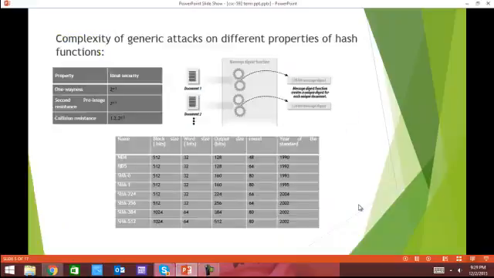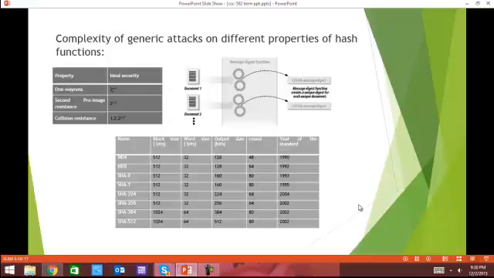Coming to the complexity of generic attacks on different properties of hash functions. Here, the complexity is very important compared to the security. The one-wayness of the algorithms has a complexity of 2 to the power of n-1, and the second pre-image resistance has 2 to the power of n-1, and the collision resistance is like the MAC. Simply, it contains both the one-wayness and the second pre-image resistance.